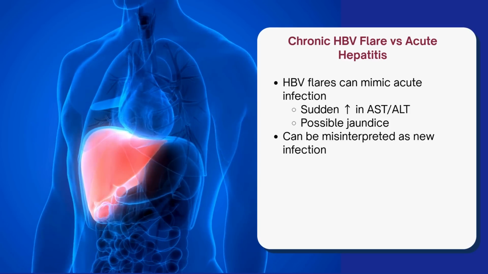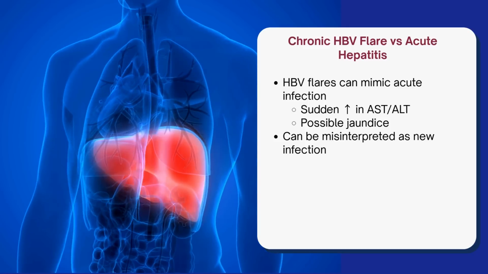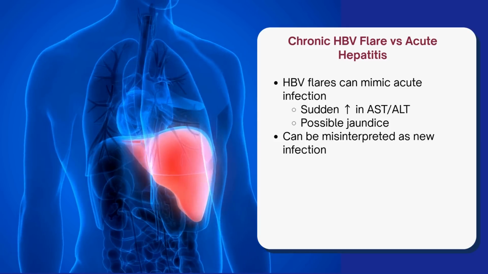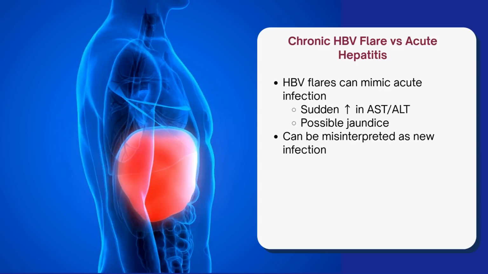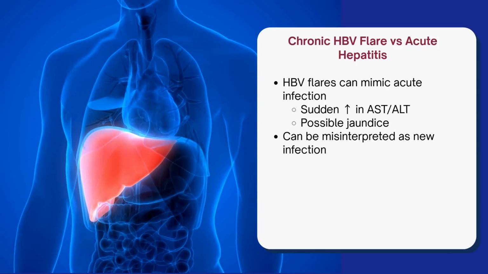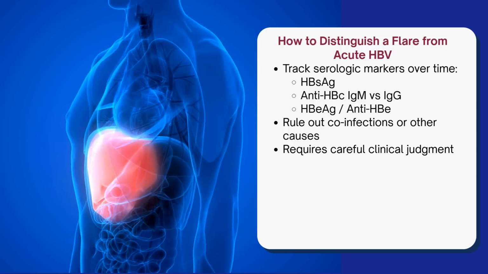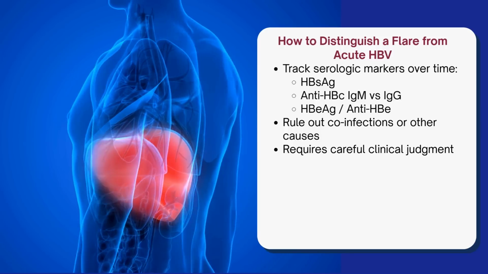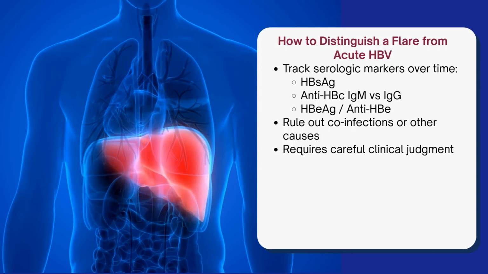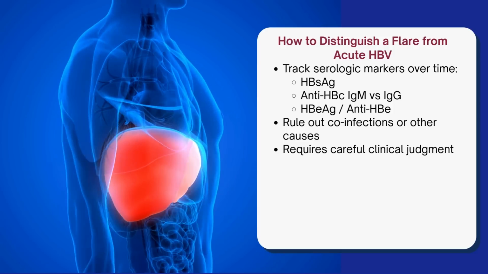One last thing worth noting. Flares of chronic hepatitis B can sometimes look exactly like acute hepatitis. You'll see a sudden rise in liver enzymes, maybe jaundice, and it might be mistaken for a brand new infection. But here's the trick. To tell the difference, doctors track changes in HBV antigens and antibodies over time. And work to rule out other causes.